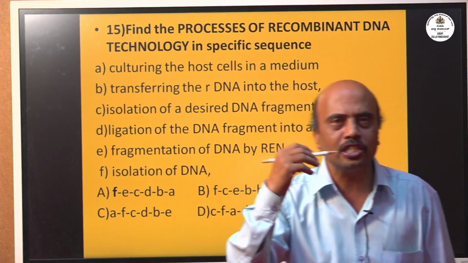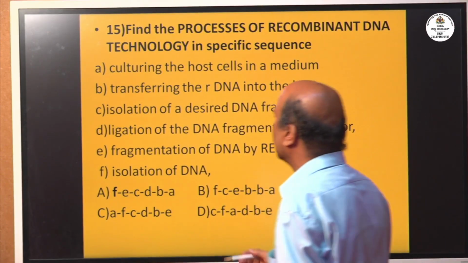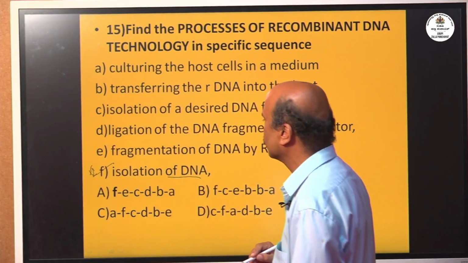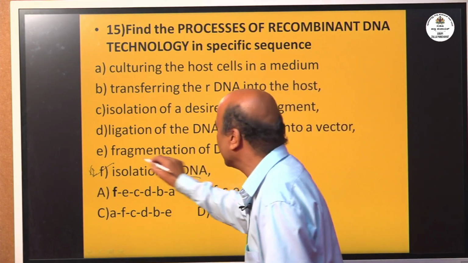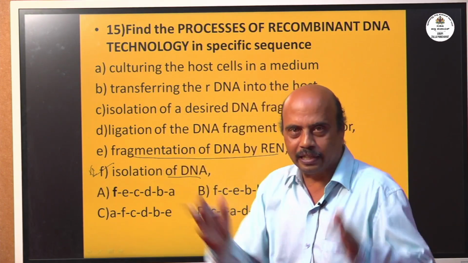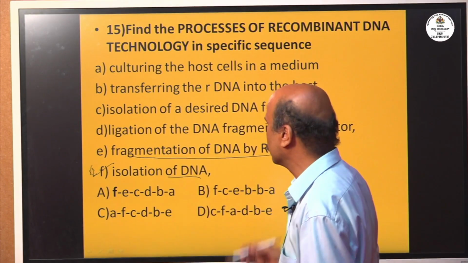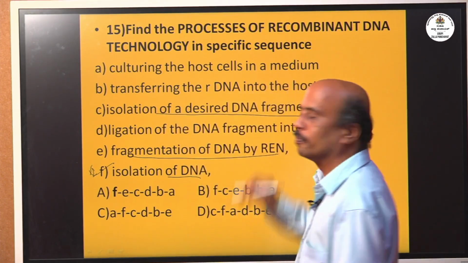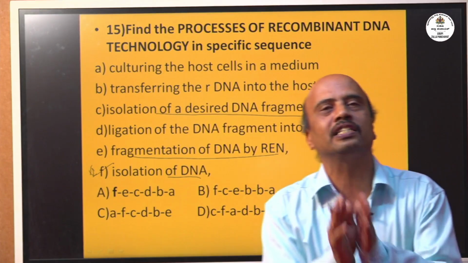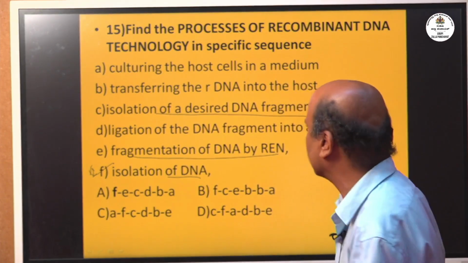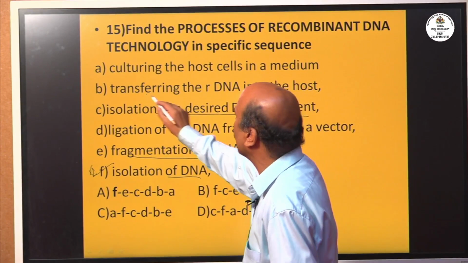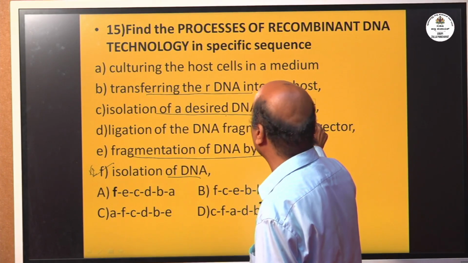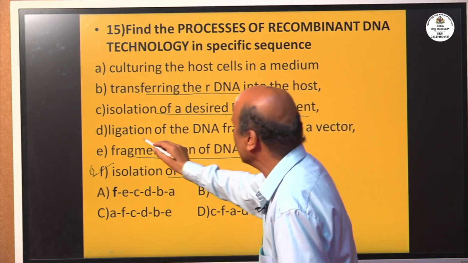So in the first step, the sequence includes, this is the first step, isolation of DNA. Then after that, fragmentation of DNA is the next step. DNA is fragmented to make many fragments by using restriction endonuclease. Then isolation of the desired DNA from the fragments. The desired gene we need, we take from those fragments. Then we move on to isolation of the desired DNA fragment. Here there is no creation of rDNA. Then ligation of DNA, this is correct.